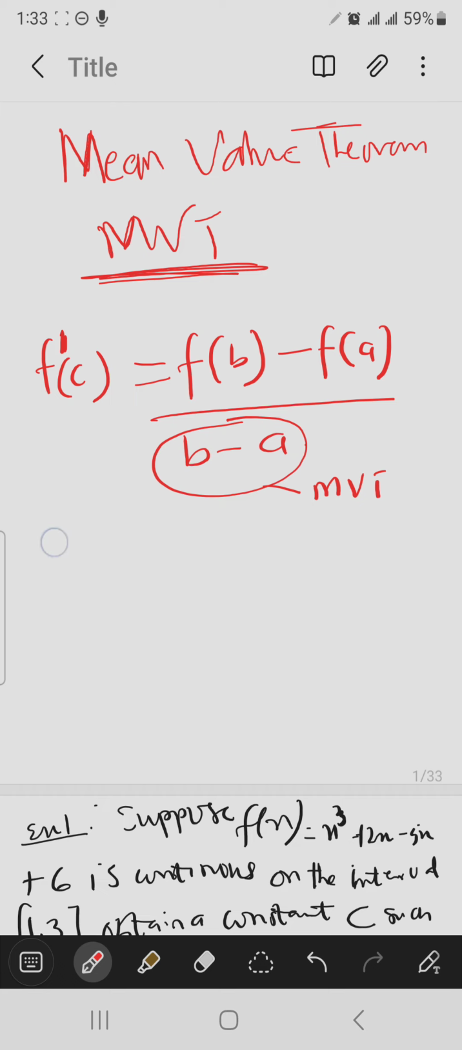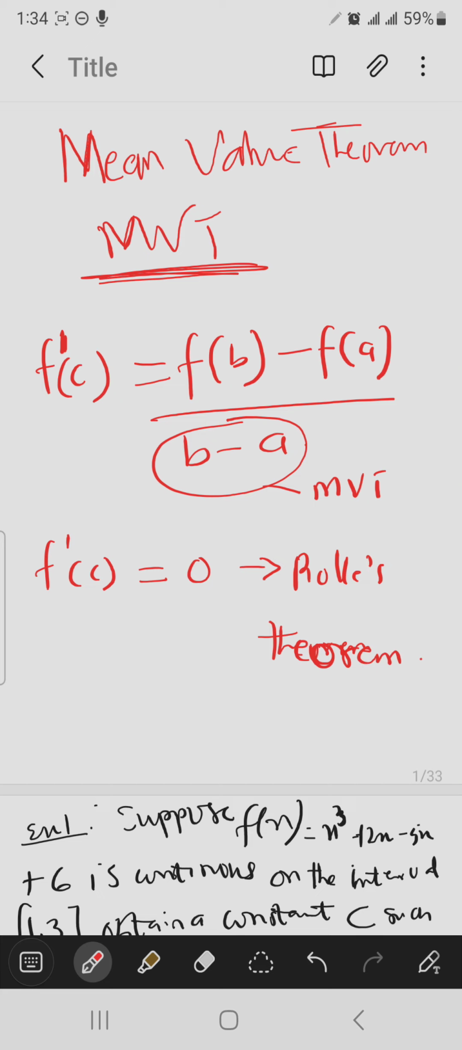But one thing you should know is this: if f prime of c is equal to 0, they call it Rolle's theorem. So whenever you want to find the mean value theorem, MVT, of any function which is continuous, this is the formula we are going to use. And for Rolle's theorem, we are going to equate it to 0.